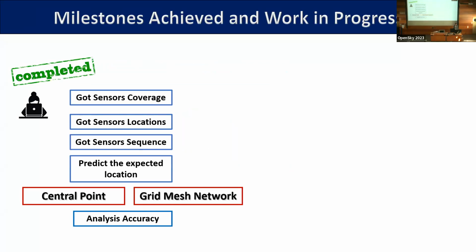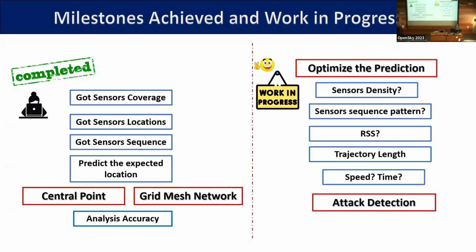So this is what we have done so far: getting the sensor coverage, getting the locations of the sensors, predicting the expected location based on 2 methods, and analyzing the results. But we still have to optimize the prediction by involving the sensor density, the sequence of the sensors, also the received signal strength and trajectory length, and different parameters to improve the accuracy, and then use it for attack detection.